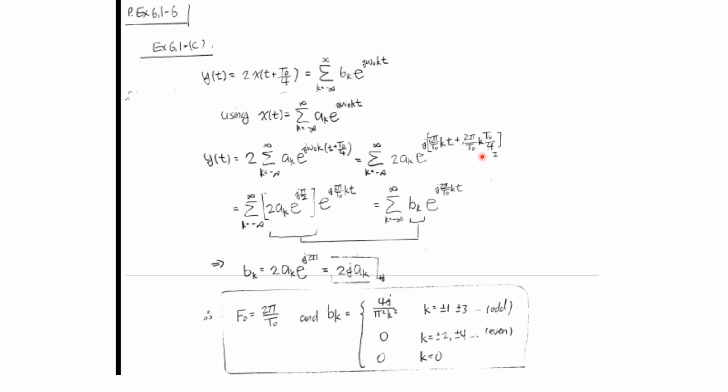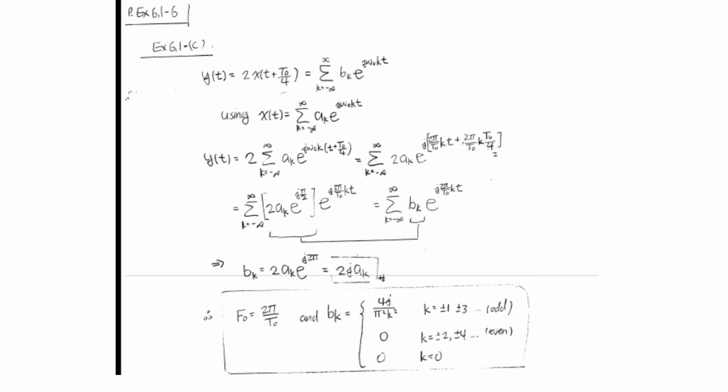So we're going to pull this term. This all simplifies to pi half. So we're going to take this term and pull it out here. So you're left with 2ak e to the j pi half, and then everything out here is the same. So this is the same as this, is the same as this, which means we can compare them.